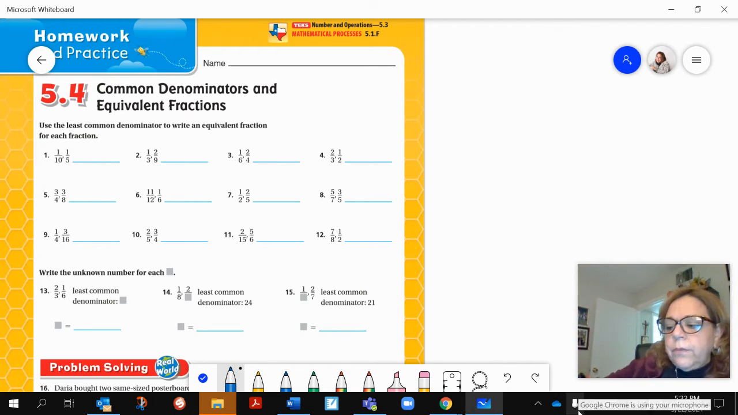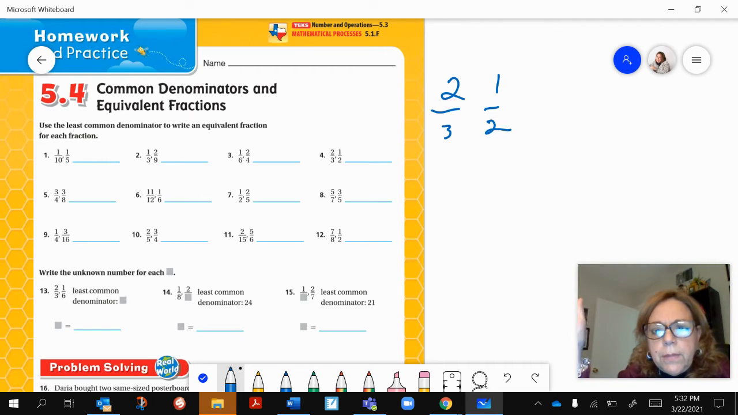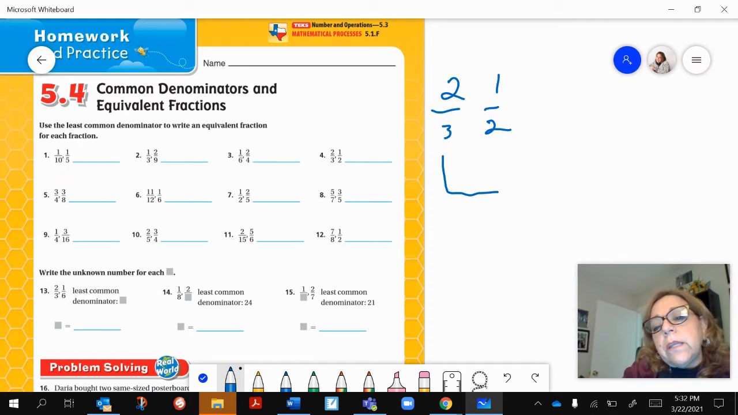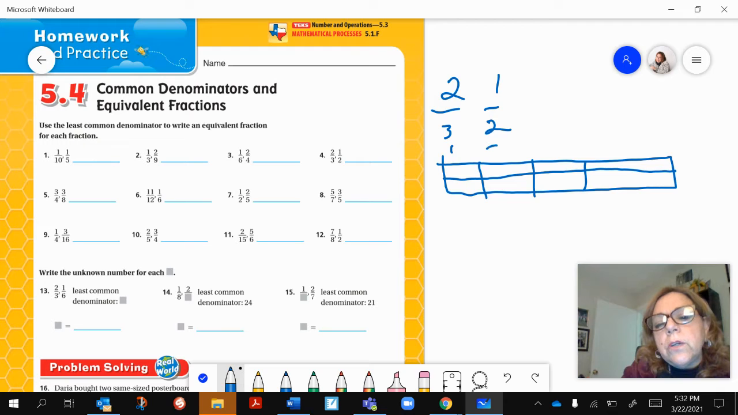And I have the 2/3 and then 1/2. Some of you can now already figure out what the common denominator is, and that's great. Those of you that cannot yet, we were saying that we were going to draw like a multiplication chart. It's a little small, but that's okay. I need to number my boxes 1, 2, 3, 4. It's going to be like a multiplication chart.